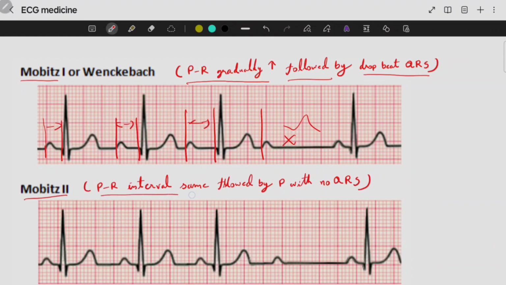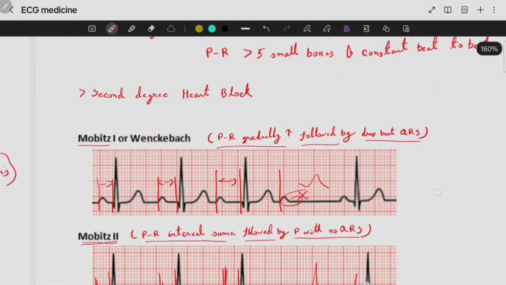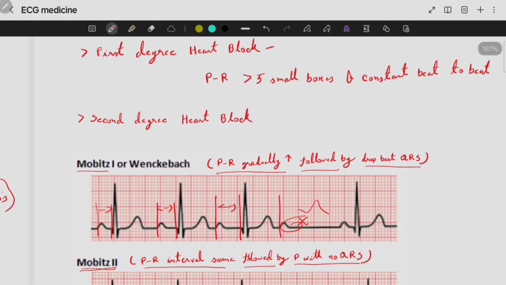Here the PR interval is the same but followed by a drop of the QRS complex. A P wave with no QRS complex, like this. Okay, let's see. The PR interval is the same, the PR interval is the same, then there is no QRS complex. So if the PR interval is the same but there is a drop of the QRS complex, then it is Mobitz type 2. Okay, so these two are second degree heart block.